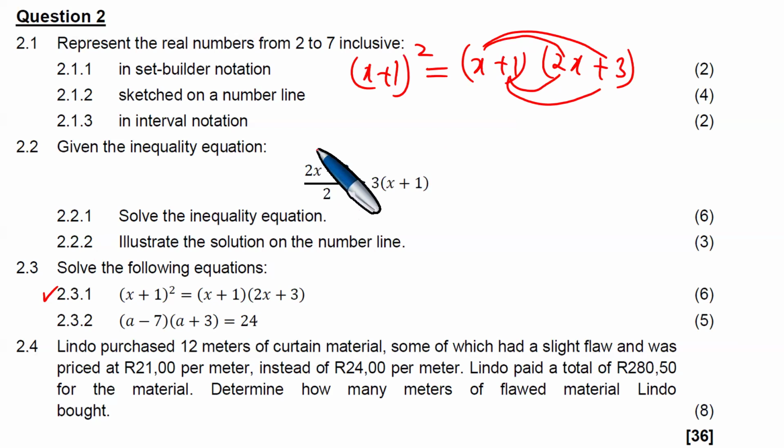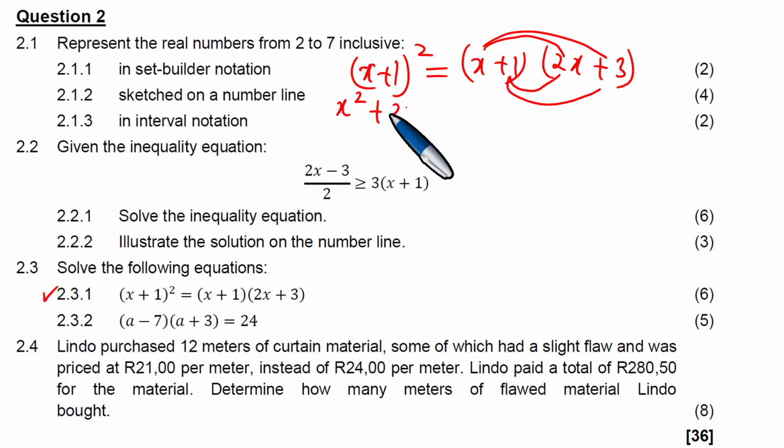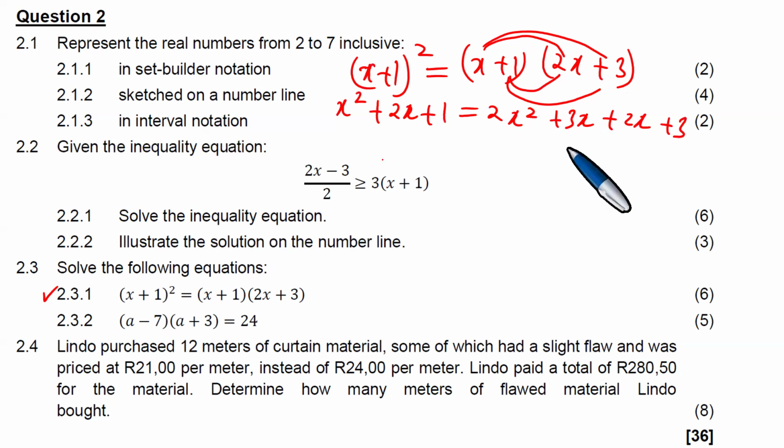That's just like another way to do it. So if you have (x + 1) all squared, you square the x and this becomes x squared. x by 1 by 2 becomes exactly 2x. You square the 1. What is x by 2x? 2x squared. x by 3x, 3x. 1 by 2x, 2x. 1 by 3, it is 3.